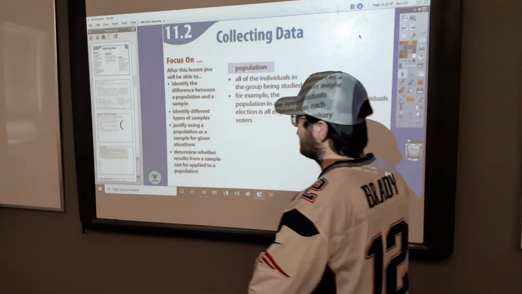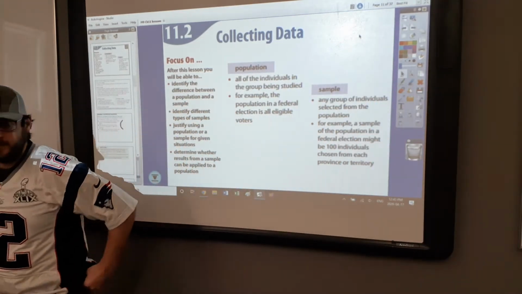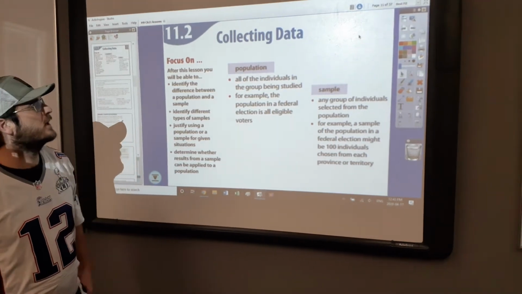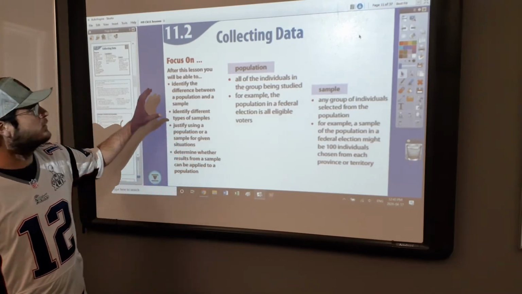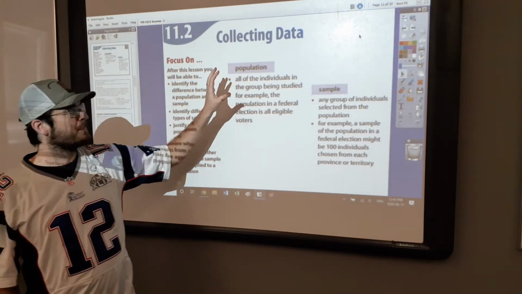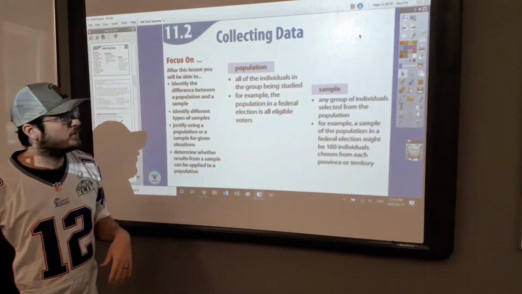Okay, 11.2, collecting data. In 11.1, we looked at various factors that could influence the collection of data, and then in 11.2, we'll actually look at how to collect the data.